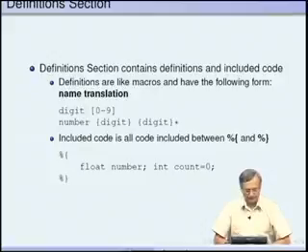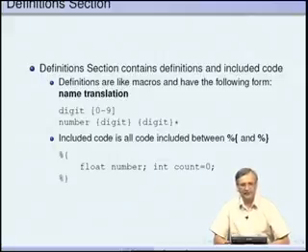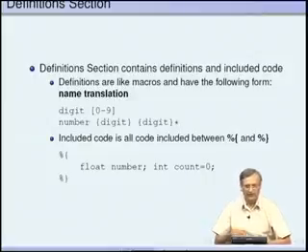Now, to the definitions section. The definitions section contains definitions and it also includes code that is supplied by the user. For example, the definitions are like macros. They are not regular expressions on their own, but they are used in writing regular expression specifications. Digit, for example, is 0 to 9. And what is a number? Number is a single digit followed by 0 or more digits. So, digit star implies 0 or more digits, as is usual in the regular expression notation. Included code is all code between the two markers percent flower bracket and percent flower bracket. For example, float number, int count equals 0 is a piece of code which is supplied by the user for some initialization purposes.